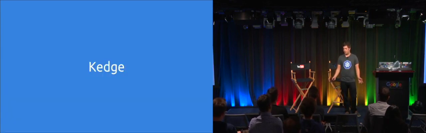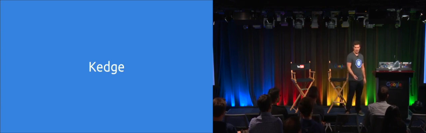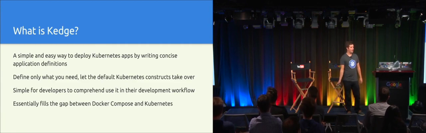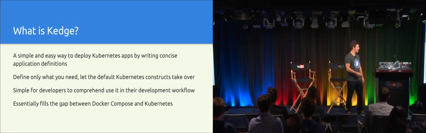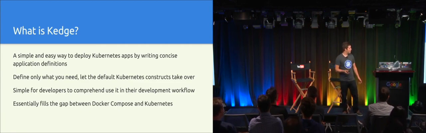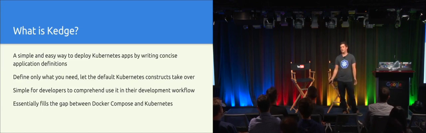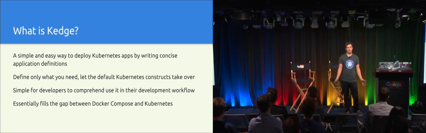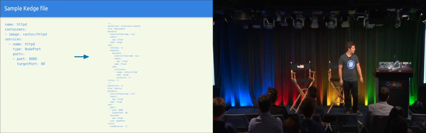And it's called Kedge. So another name with K in the front. Basically, Kedge simplifies Kubernetes artifacts. It's basically the Docker Compose version to Kubernetes artifacts, but better, I hope. It's a simple way to define concise applications, define only what you need, and the CLI tool will fill in the rest. It will find all the good defaults with deployments and services. It's simple for developers, but what better way to show you?